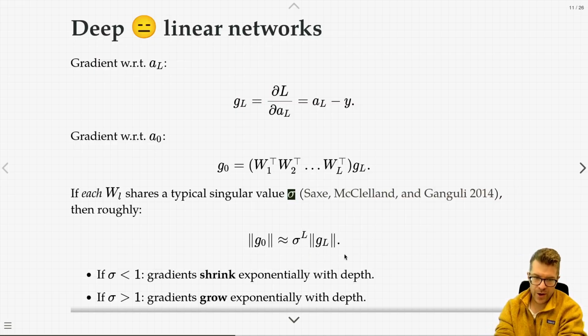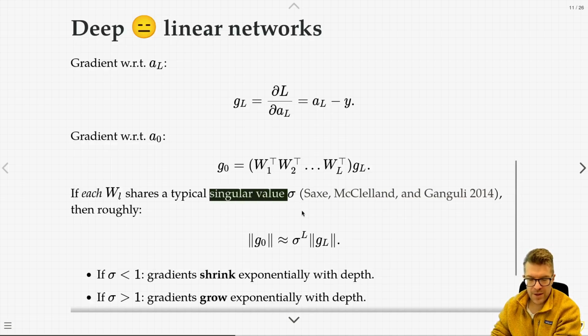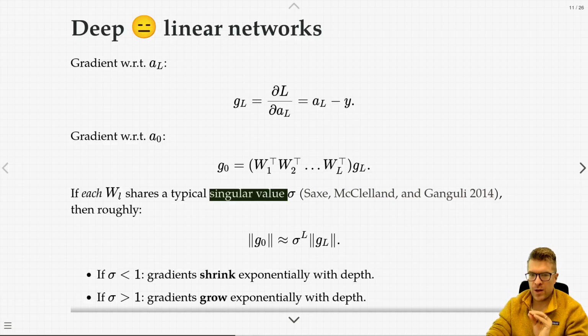A couple of things are going on here. I'm kind of glossing over what a singular value is. We did talk about singular values a little bit when we talked about principal components analysis, and so we understand that the singular value sigma is related to the extent to which each of our eigenvalues represents the overall data.